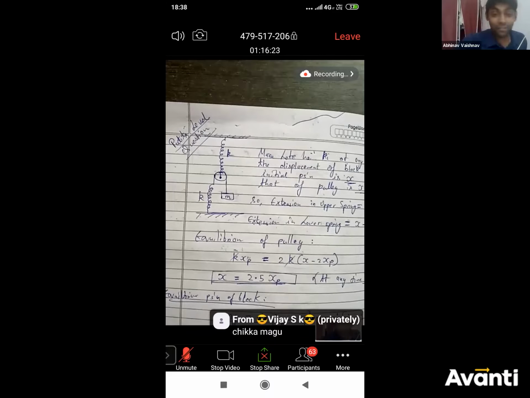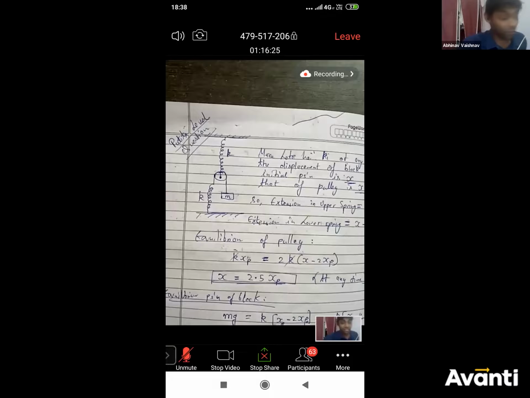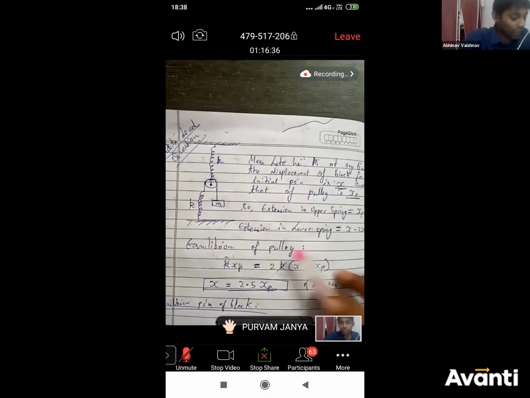Yes, this is the figure, and now we have to find the time period. So looks very complicated. बहुत खतरनाक दिख रहा है. दो स्प्रिंग आ गया, पुली भी आ गया. But straightforward question, right? You just have to apply the concept, all right? But समझ के करना है, all right?